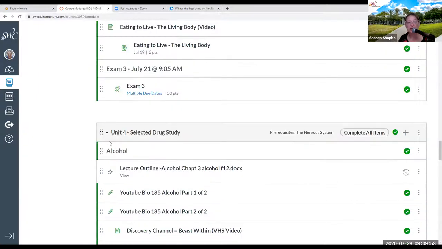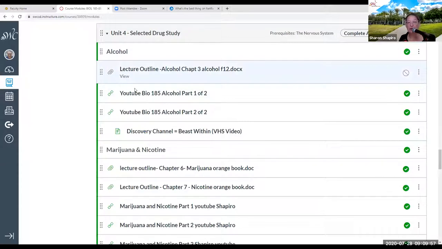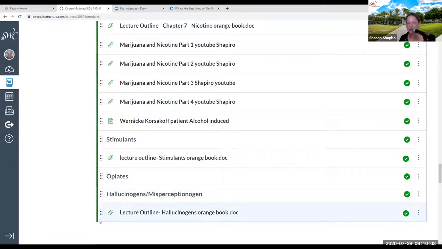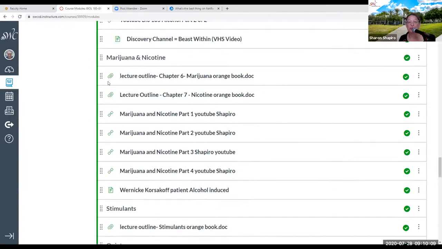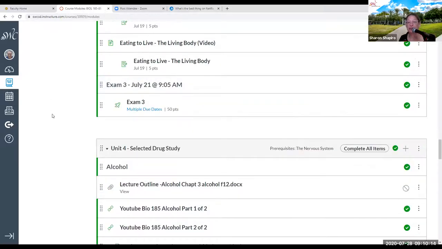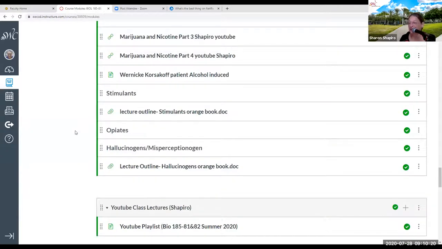The focus is on the pharmacokinetics and then moving into alcohol, which you are doing independently, marijuana, nicotine. And then today I'm going to talk about stimulants and opiates and hopefully a little bit about hallucinogens. And that'll be a wrap. So our final will pretty much be this unit 4 with a little bit of stuff that we haven't quite emphasized yet from the last unit. So hopefully that answers your question. Did I answer your question?